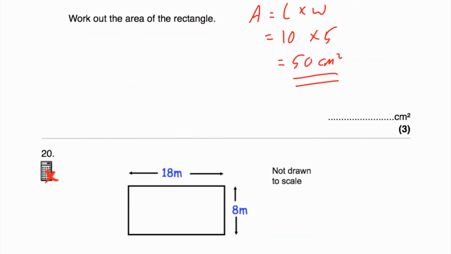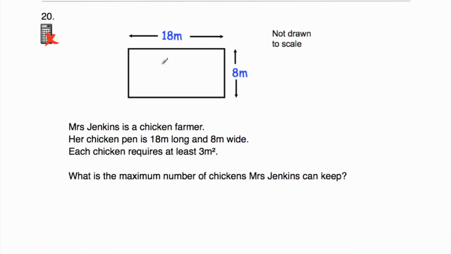Okay, let's have a look at our next question. Question number 20. So question number 20, we've been given this rectangle. It's got a length of 18 metres and a width of 8 metres. And Mrs. Jenkins is a chicken farmer. And this is her chicken pen. And it's 18 metres long and 8 metres wide.